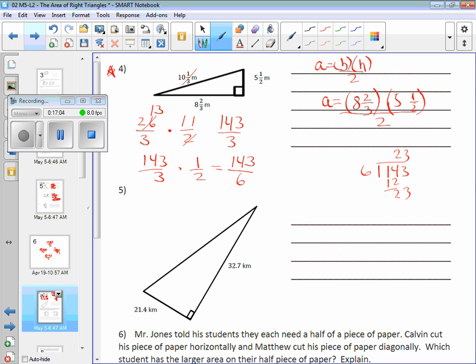Right. So 23 is my whole number. I know that I have something over 6. What's my remainder? And 5/6? Yeah. 23 and 5/6.